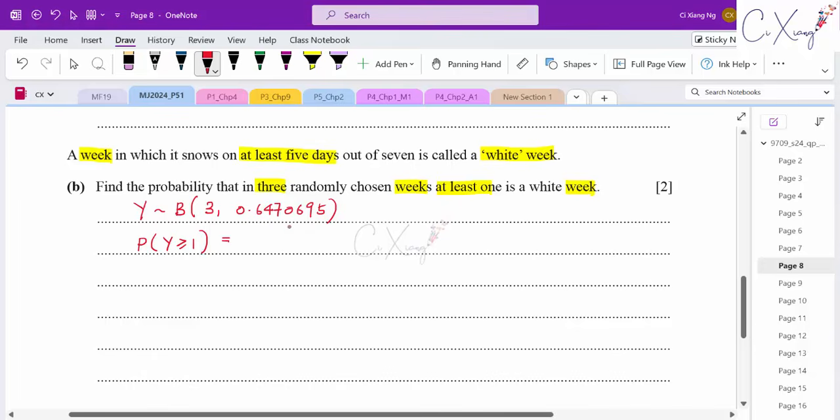So y greater than or equal to 1 means you can start from y equals 1, y equals 2, y equals 3, which is too long for me. So if I feel lazy and want to get it shorter, I can just take 1 minus the probability of y equals 0. So what is the probability for y equals 0?